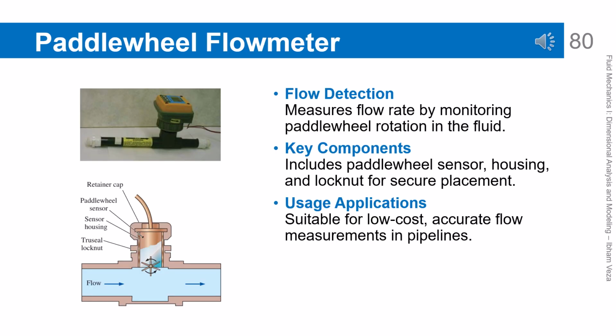Paddle wheel flow meter. A paddle wheel flow meter measures flow rate by monitoring the rotation of a small paddle wheel in the flow. Each rotation represents a certain volume of fluid passing through. A sensor detects this rotation and converts it into an electrical signal. This device is relatively inexpensive and easy to install in pipelines. It is suitable for applications that do not require very high accuracy.